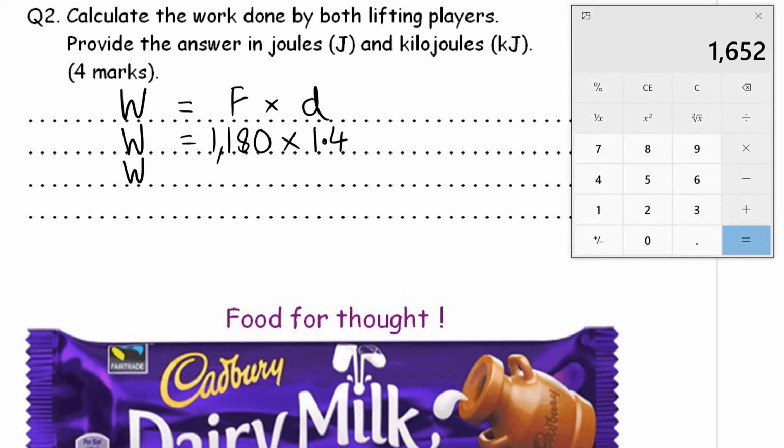And this time, as you'd expect, because he isn't lifted as high, he hasn't gained as much gravitational potential energy. Alan Wynne-Jones, this time, the amount of energy being transferred to him is 1652 joules.